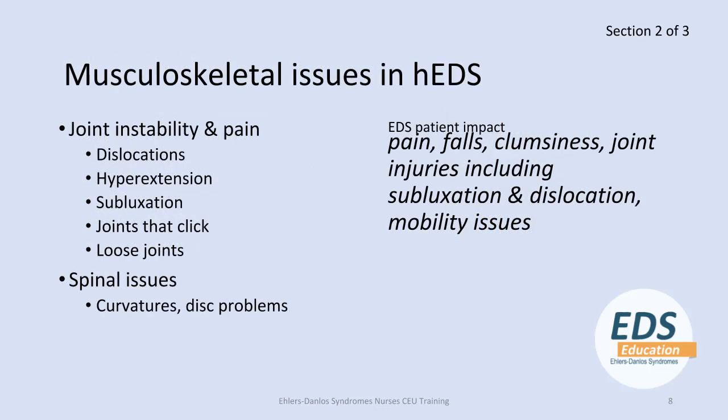Musculoskeletal issues in hypermobile EDS include joint instability and pain. These are directly caused by dislocations, hyperextensions, subluxations, and very loose joints. Also spinal issues like curvatures and disc problems. These will cause pain for the patient. They may cause falls and injury, clumsiness, and general mobility issues. Pain also will then lead to disturbed sleep and possibly brain fog.